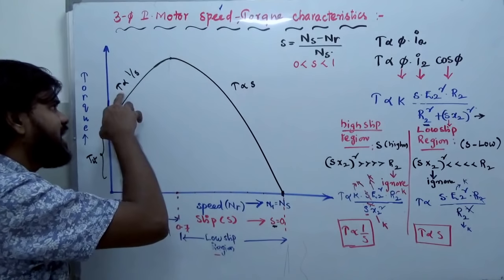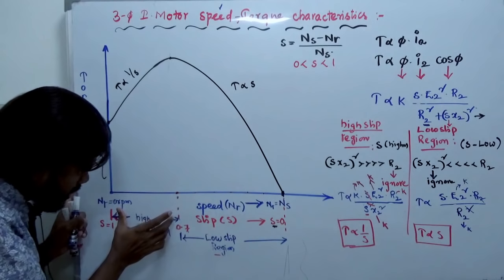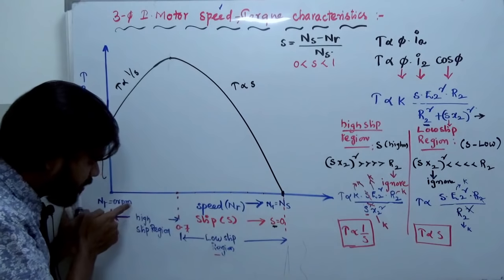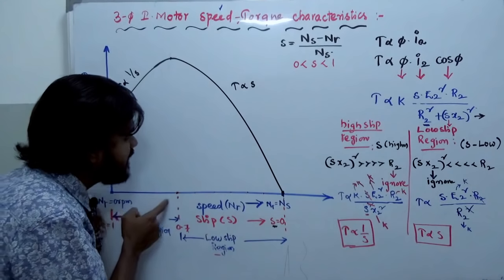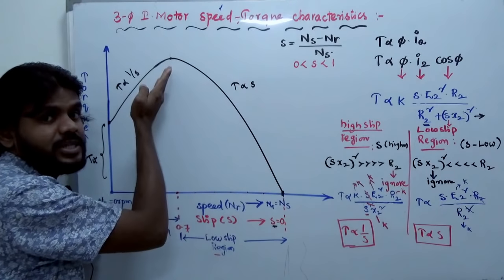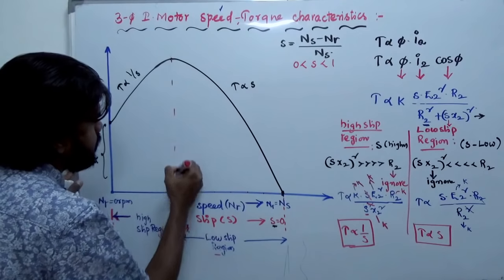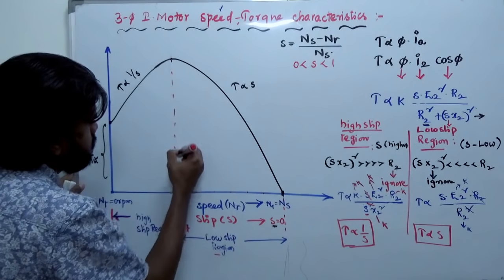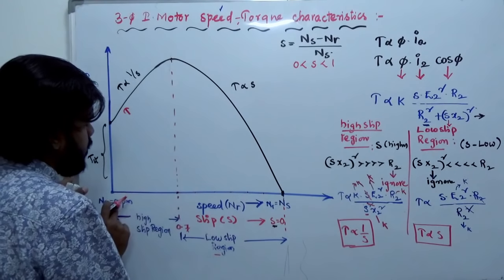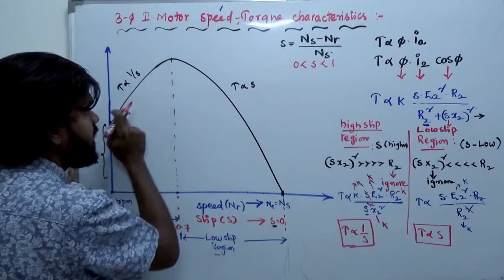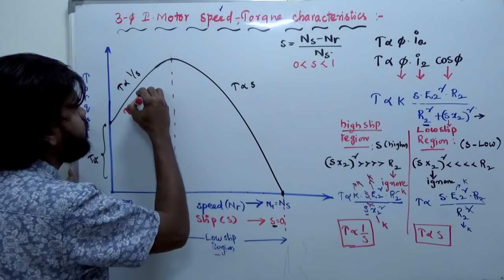See, as the torque is inversely proportional to the slip, come here to the x-axis. What is happening to your slip? I mean the speed. The speed is increasing, right? The speed is increasing and torque is increasing, in the high slip region during this time. During this region, torque is increasing and speed is also increasing from zero, right? So torque is proportional to the speed.